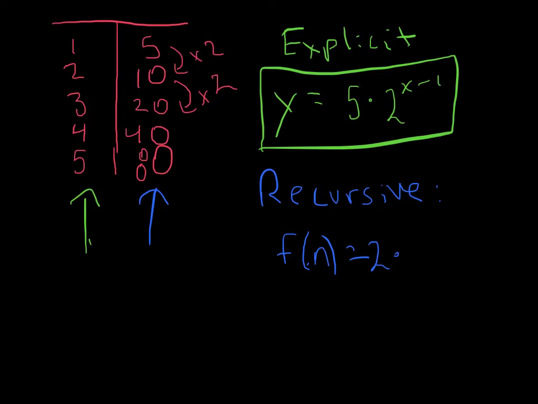So for f of 2, we're multiplying 2 times the output of f of 1. So the way we write that is f of n minus 1. So when we have f of 2, which we know is 10, we want 10 to equal 2 times f of 2 minus 1, which is f of 1, which is 5. So we see that that works.